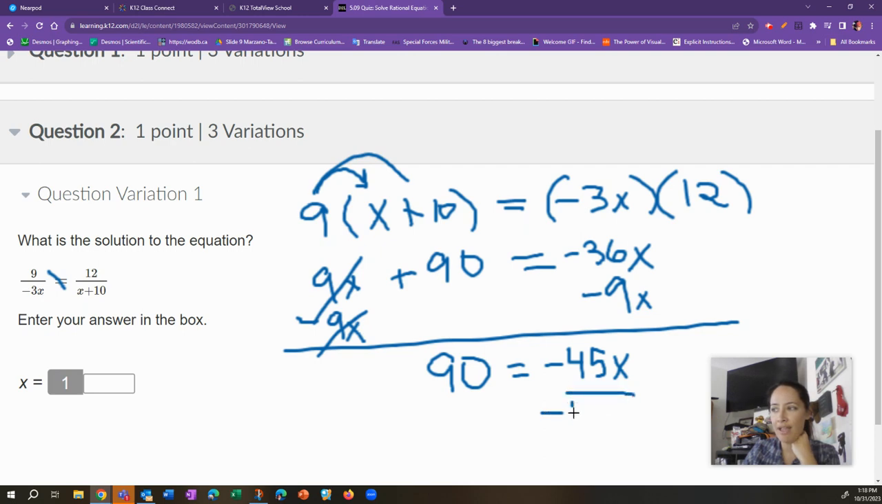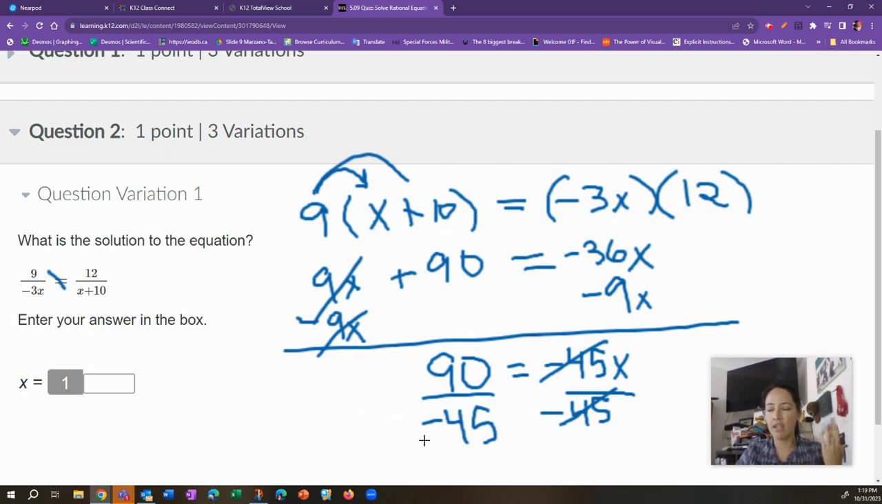Division. Why? Because it says negative 45 times x. So I'm going to divide by the entire negative 45, by the entire negative 45. Once you plug that in your calculator, you'll see this cancels. Same thing divided by the same thing equals 1. So you're left with just x. 90 divided by negative 45 should be negative 2. You can plug it in your calculator.